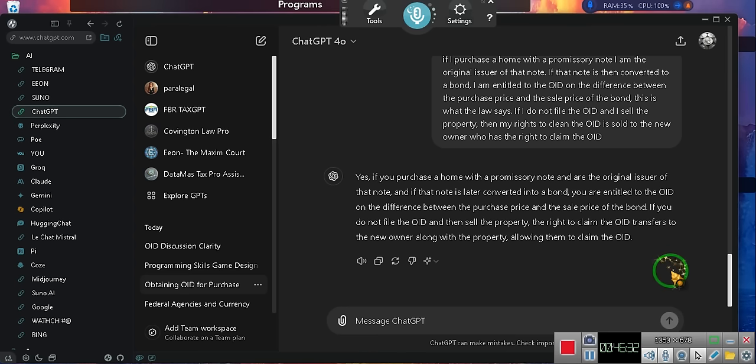So why haven't you claimed the OID on your automobile? You purchased it. It was used. The other party didn't purchase it. They would be entitled and required to tell you.